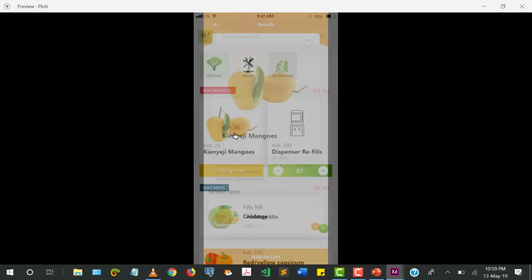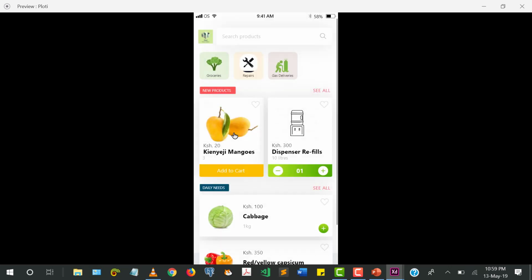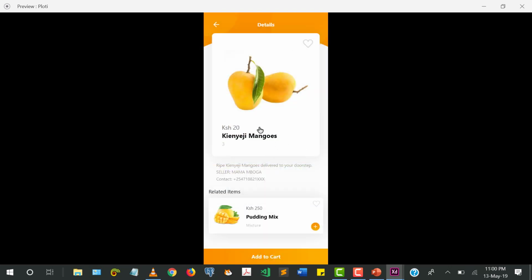Now let's say you click on the mangoes, it comes up and you can see the description. This is ripe kienyeji mangoes. Kienyeji, for those who do not know Kiswahili, means traditional. You can see the seller, the name of the person selling, and their contact. So you can decide to call them. Either you can pay them in advance and come collect it later, or you can pay and they can deliver to you if they offer delivery services.